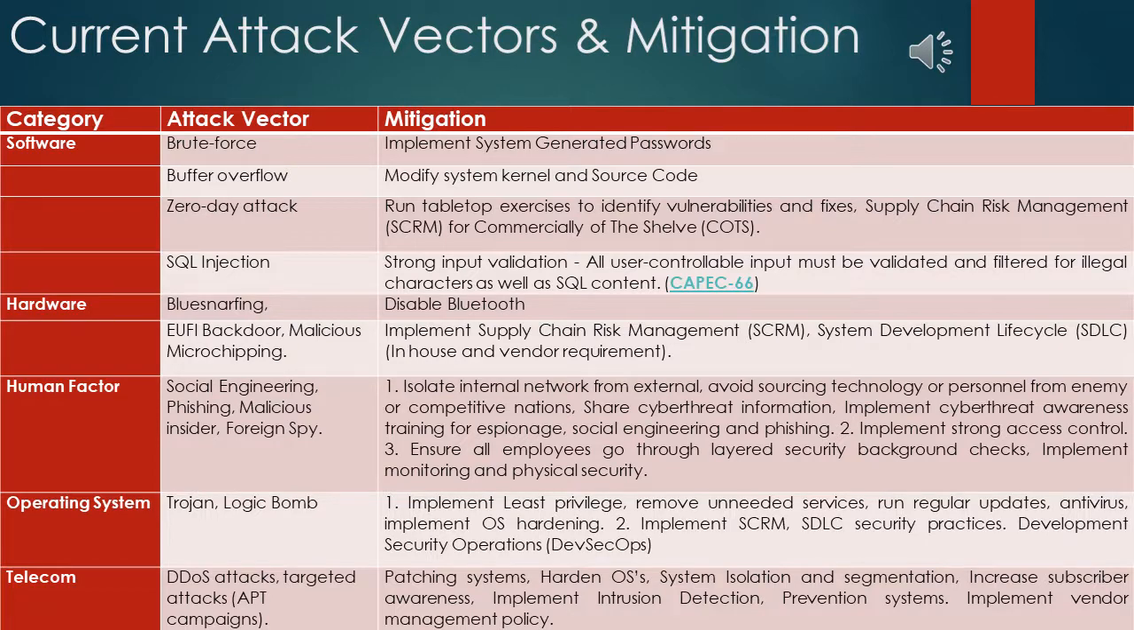Mitigations for these could include implementing least privilege, removing unneeded services, running regular updates on systems, installing antiviruses on all systems, implementing OS hardening, implementing supply chain risk management, and software or system development security practices.